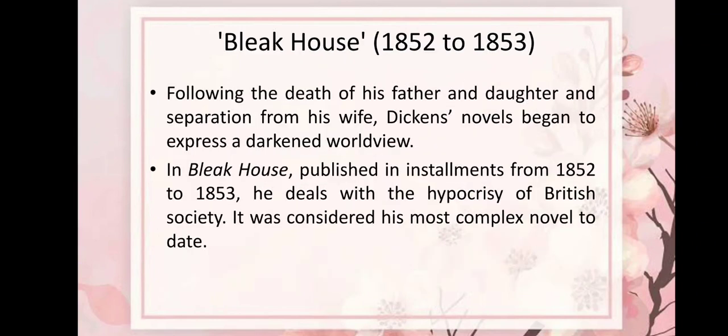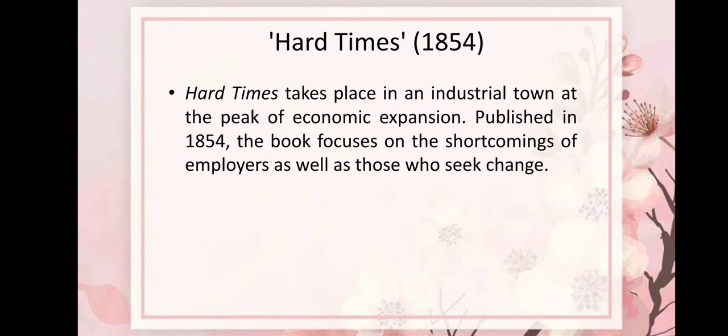The next important novel is Bleak House. This was one of the dark writings of Dickens, following the death of his father and daughter and his separation from his wife. Dickens' novels began to express a darkened worldview. In Bleak House, which was published in installments again, he deals with the hypocrisy of British society, and it was considered one of the most complex novels to date.